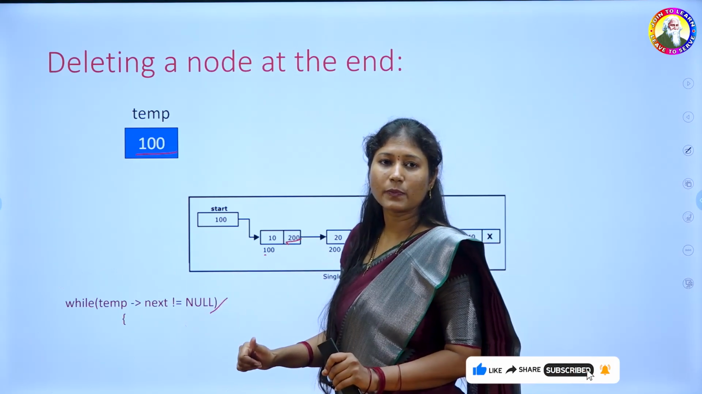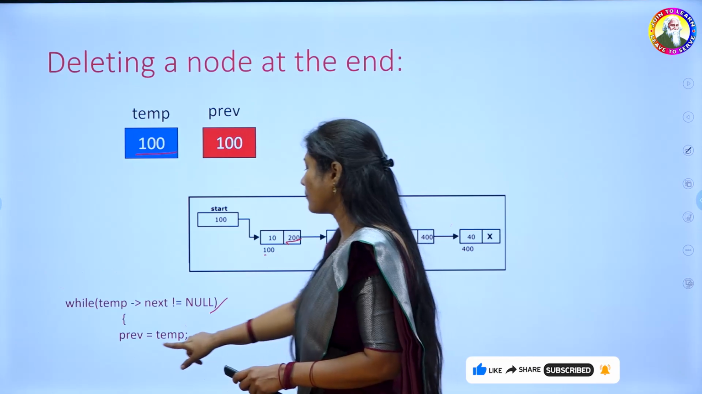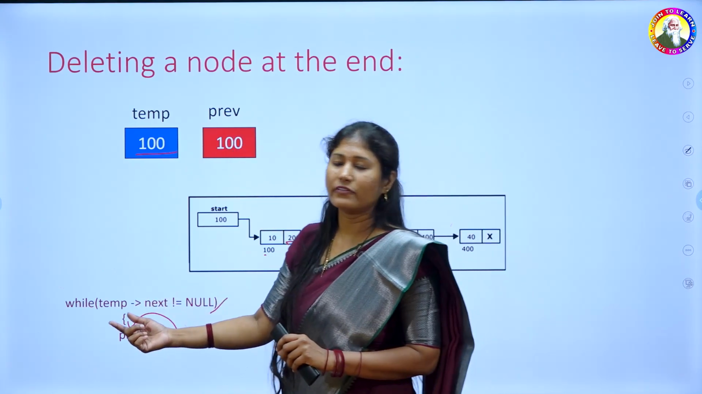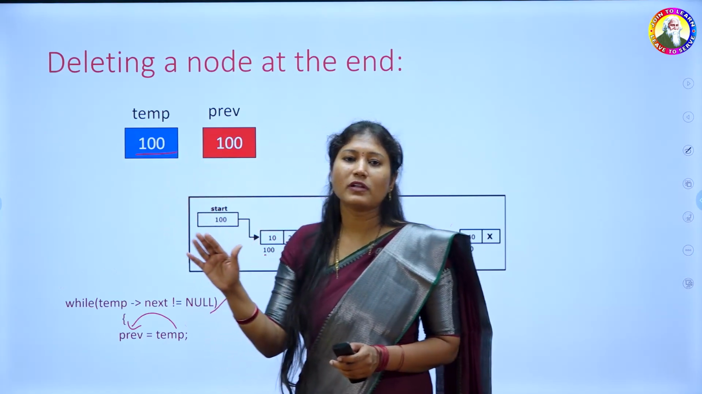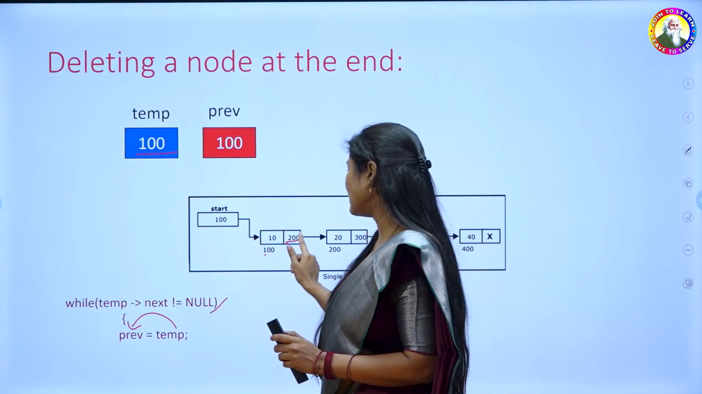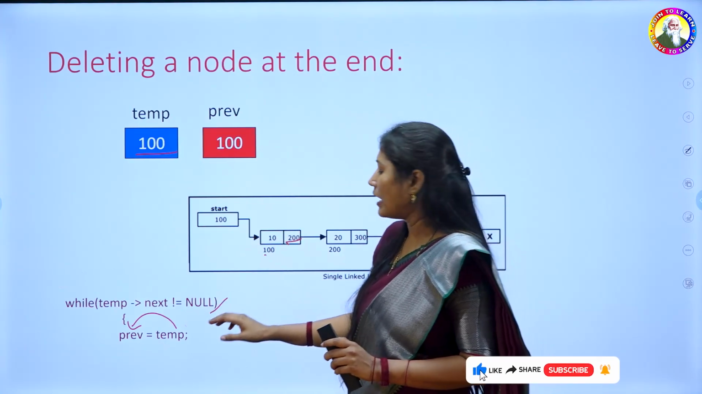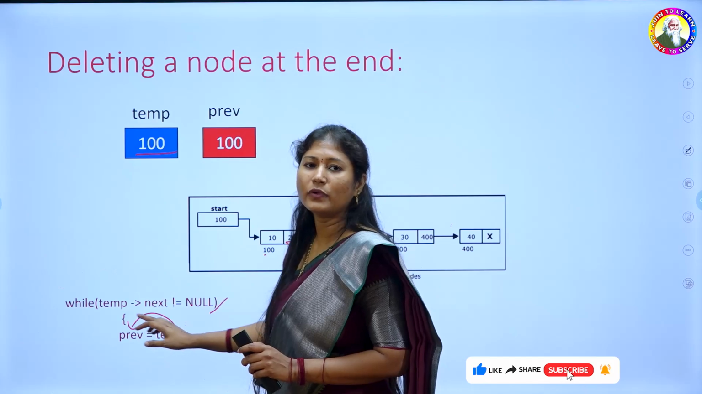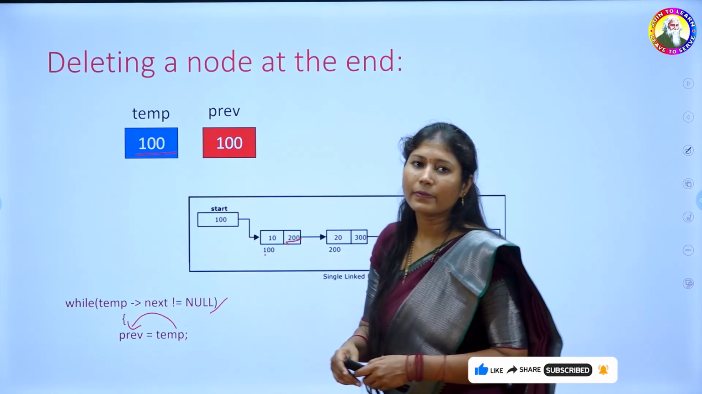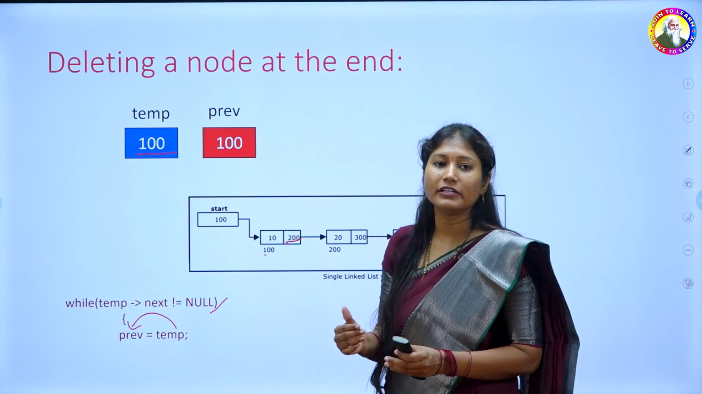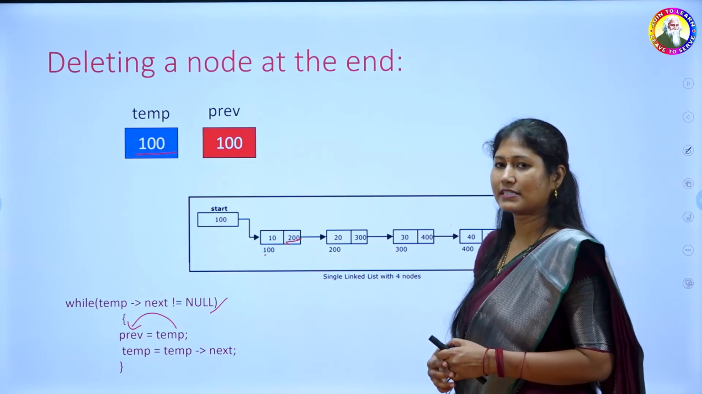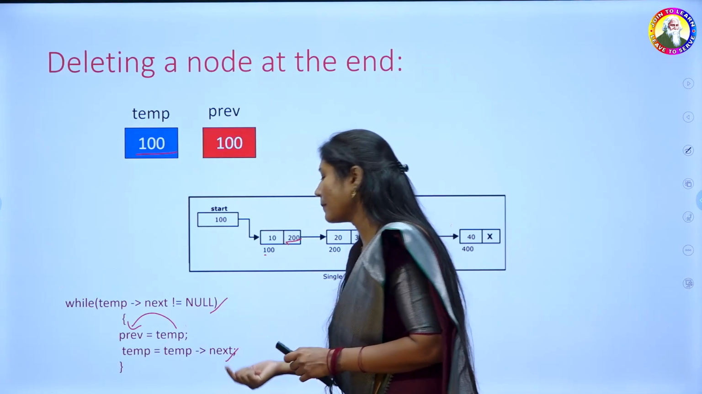100 next is 200, which is not equal to null. The condition is satisfied. If the condition is satisfied, I am going to assign the temp value to the previous one. Initially the previous value was null. Now, once the next one is not null, I change the previous to the temp value. Initially temp value is 100, so now previous equals 100. After that, I will move forward: temp equals temp next. If you write this, what happens here?